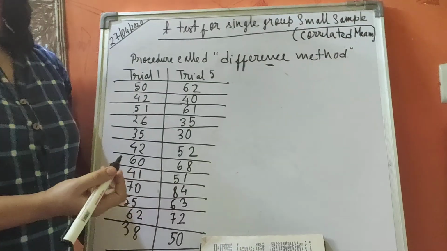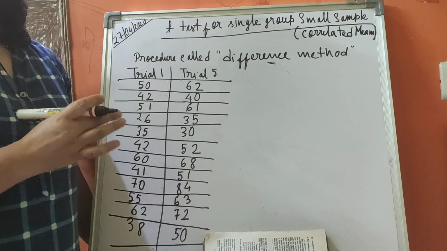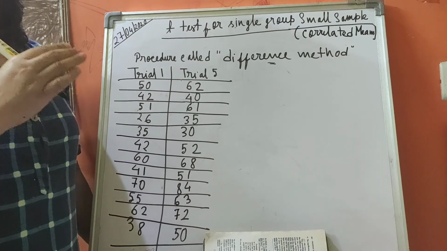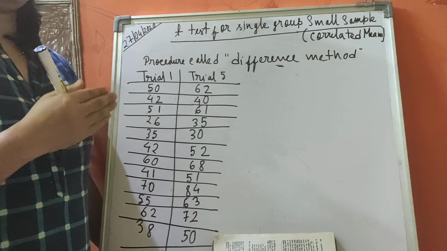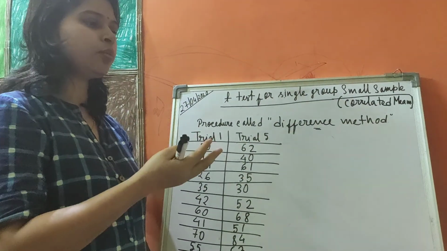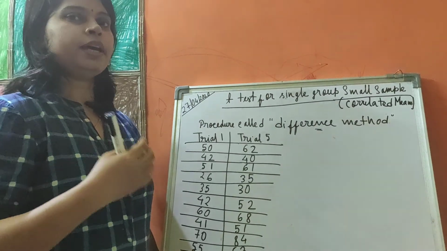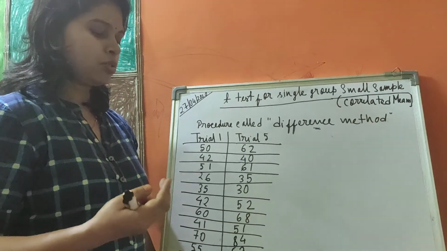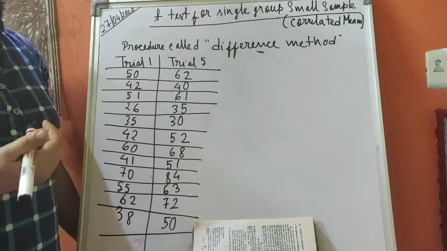What is the difference method? Here we will find out the difference on a particular set of scores, and then from that we find out the mean and the standard deviation. So let's take an example.